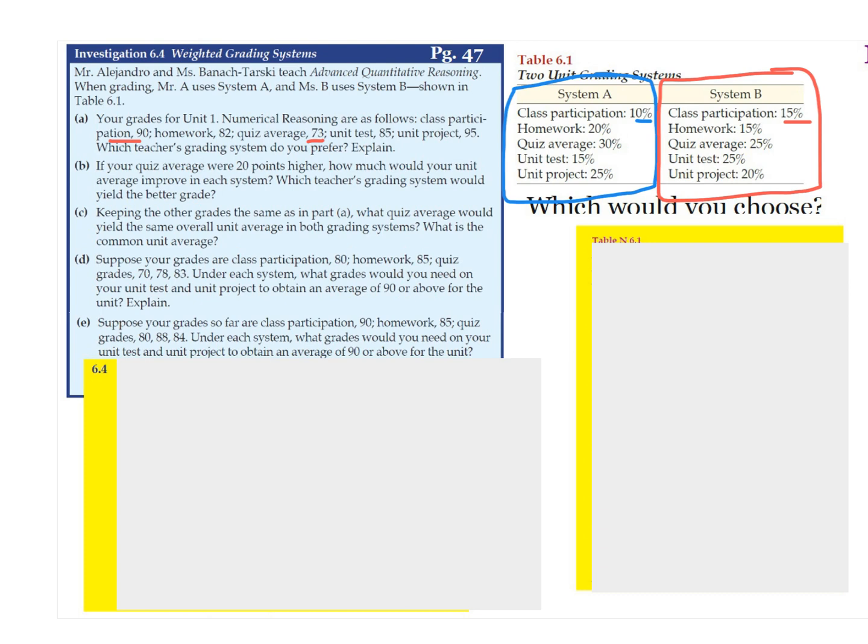So again, press pause, try these out on your own, and then when you're ready to check your answers, go ahead and press play again.